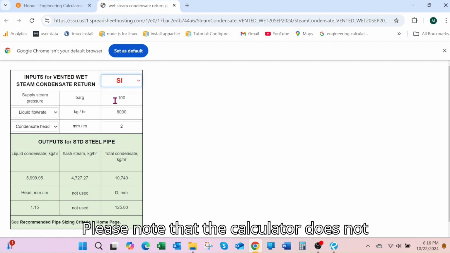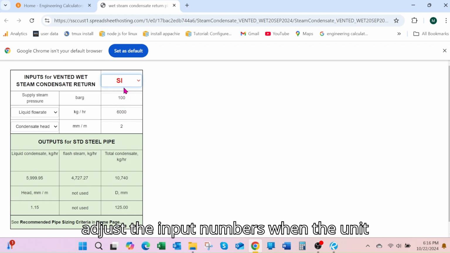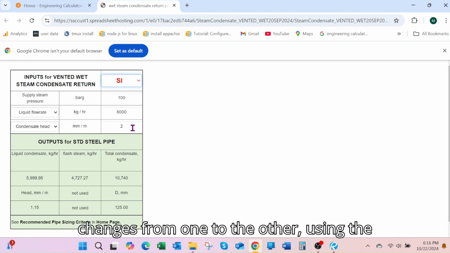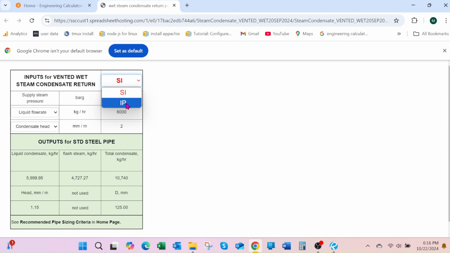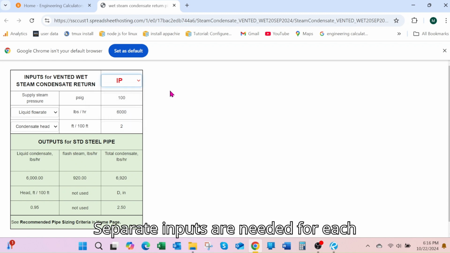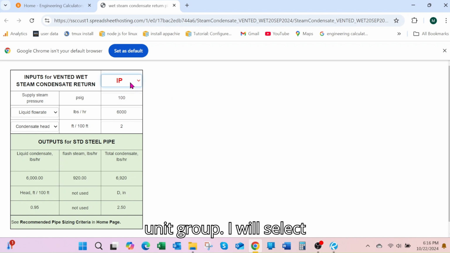Please note that the calculator does not adjust the input numbers when the unit changes from one to the other, using the drop-down for selecting IP or SI. Separate inputs are needed for each unit group. I will select IP units for this tutorial.